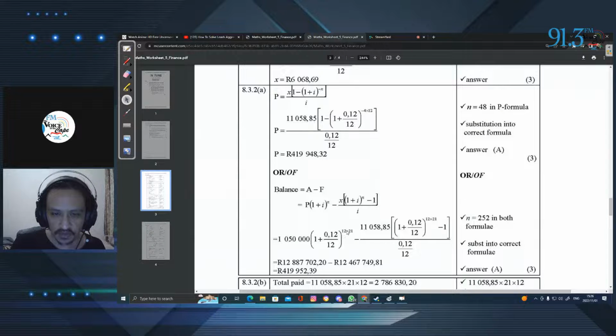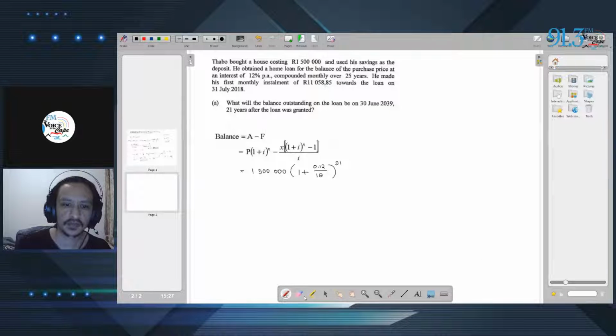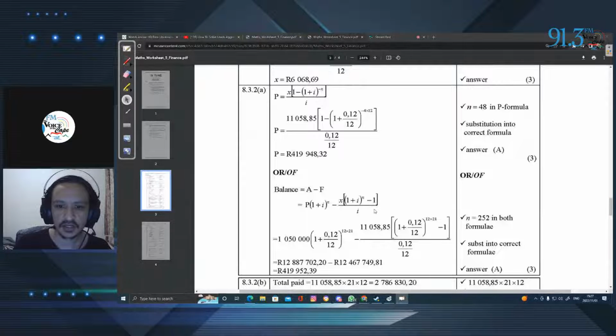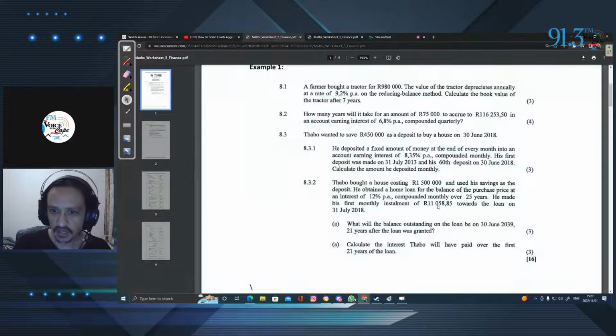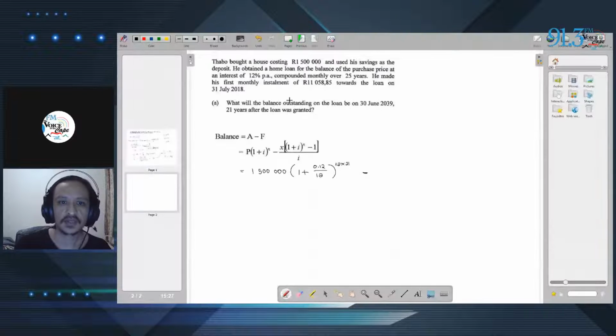And there we go, 21. Oh, my apologies, 21 years, but we're doing it monthly. So we say 12 times 21, which is correct. We just put that in here. That's for monthly. Now we subtract this. Our x value in this case is the first monthly installment, 11,058.85. We substitute that in.